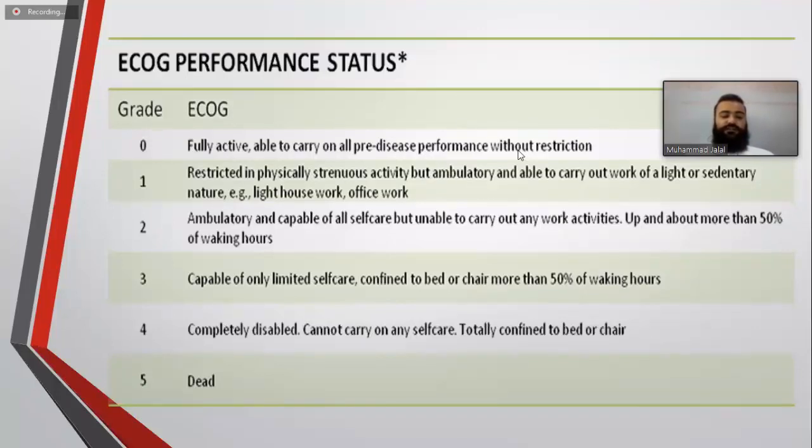Grade 2 is ambulatory and capable of all self-care but unable to carry out any work activities, up and about more than 50% of waking hours. Grade 3 is capable of only limited self-care, confined to bed or chair more than 50% of waking hours. Grade 4 is completely disabled, cannot carry on any self-care, totally confined to bed or chair. Grade 5 is dead.